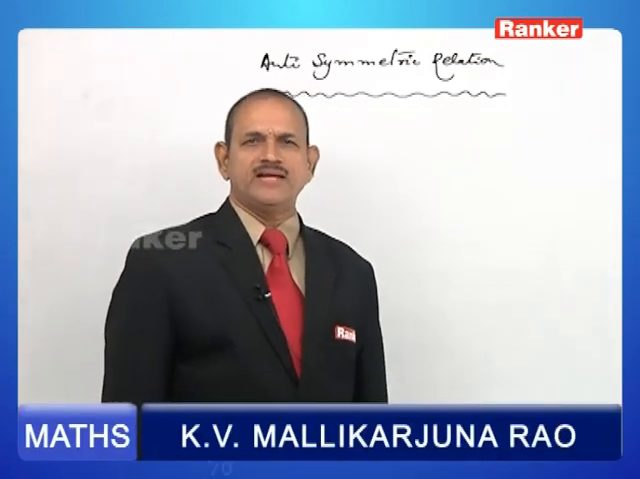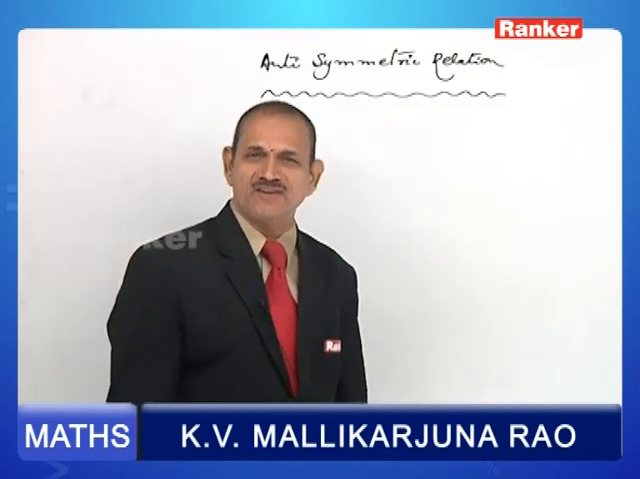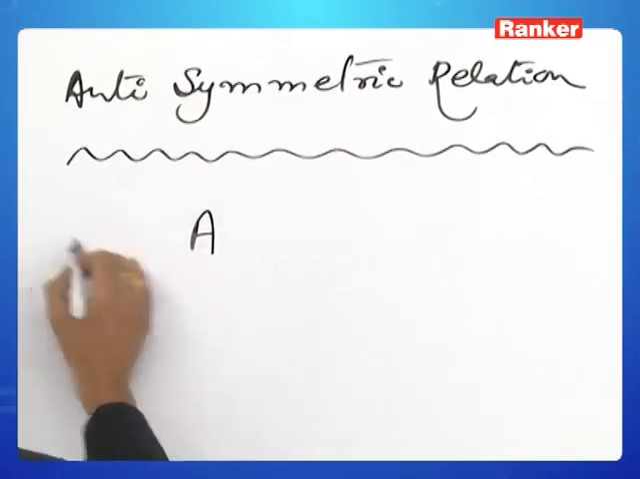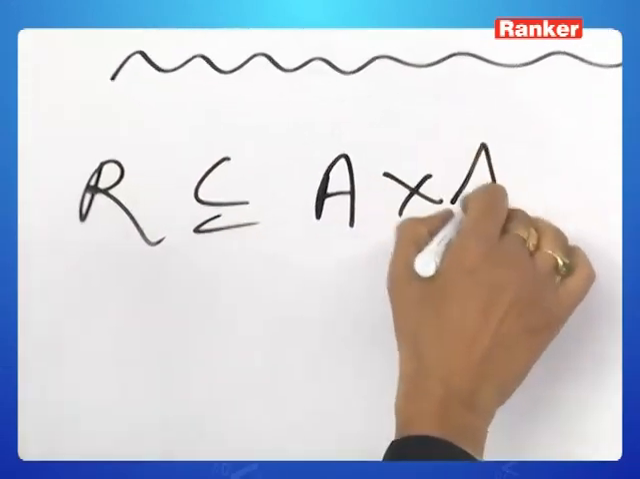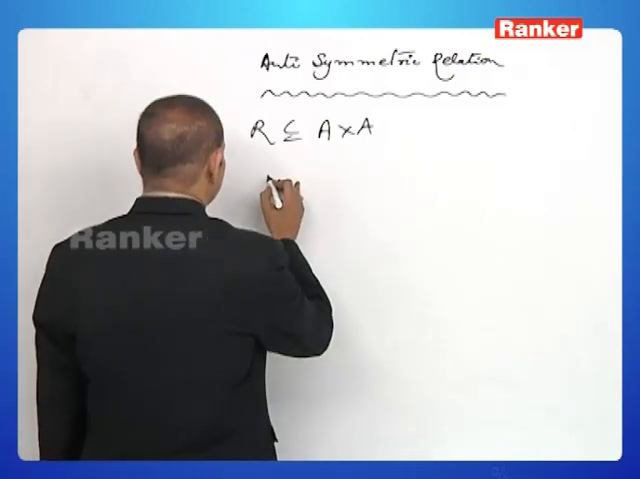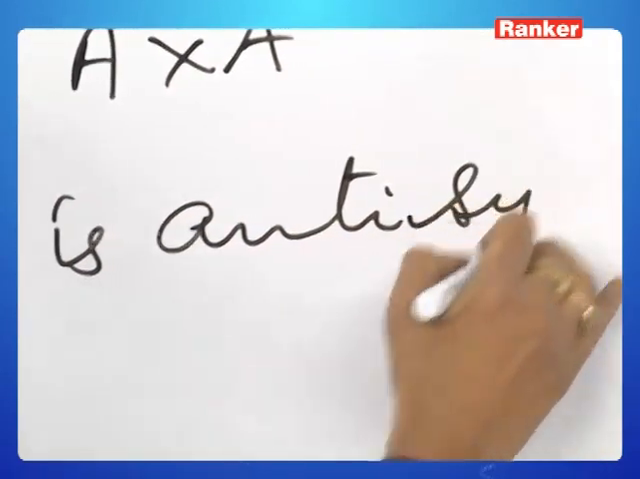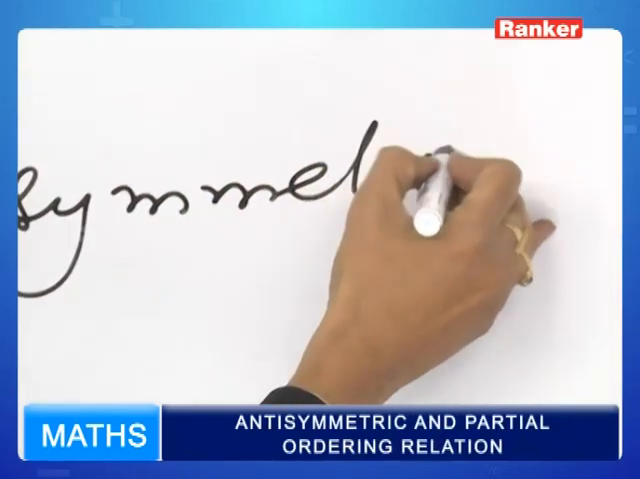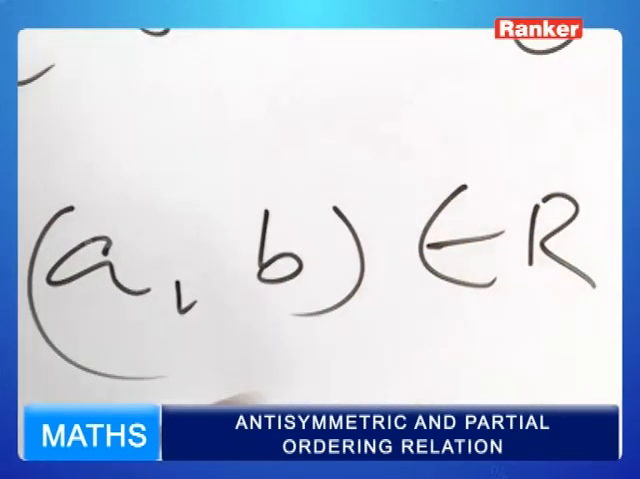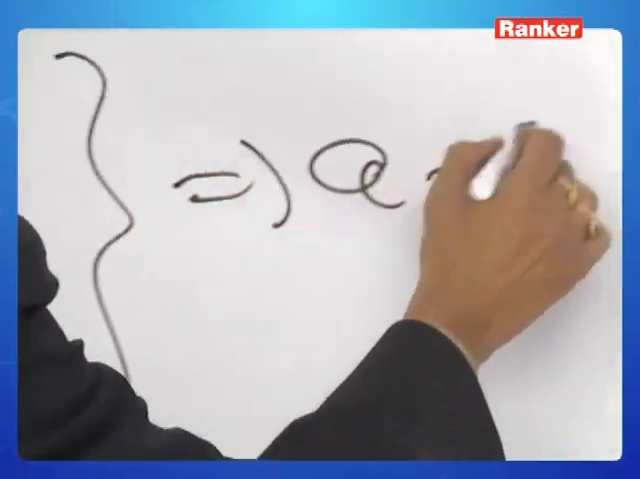The next kind of binary relation before us is the antisymmetric relation. This is a special kind of relation. Let R be a subset of A cross A, that is, R is a binary relation on a non-empty set A. Then R is antisymmetric if (a, b) belongs to R and (b, a) belongs to R implies a is equal to b.